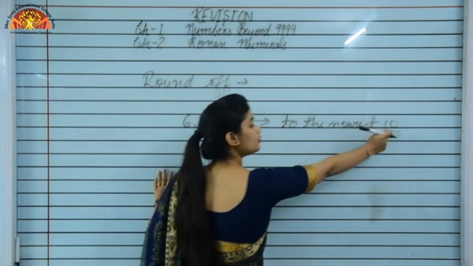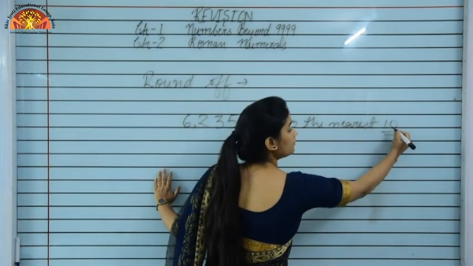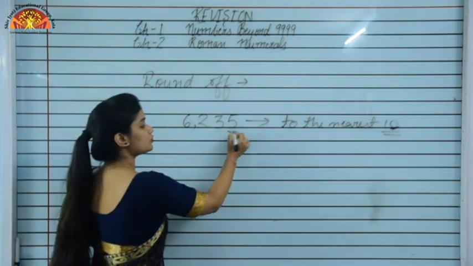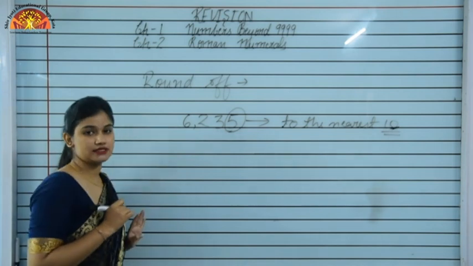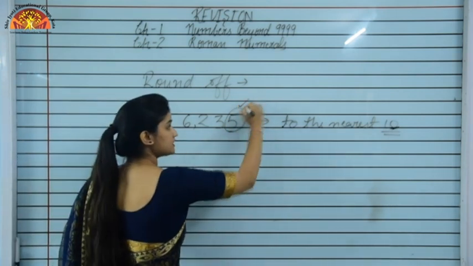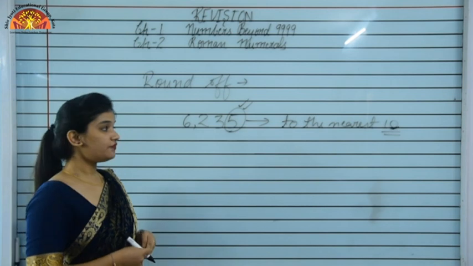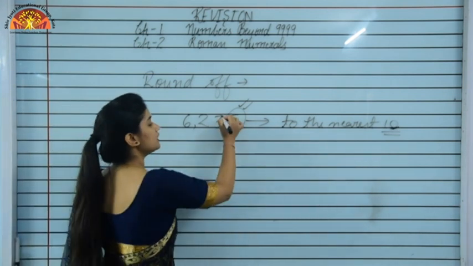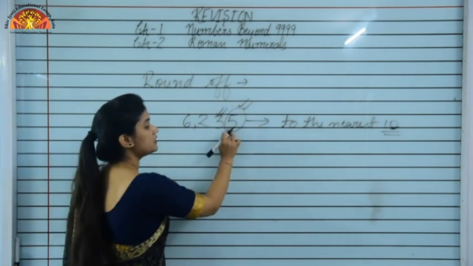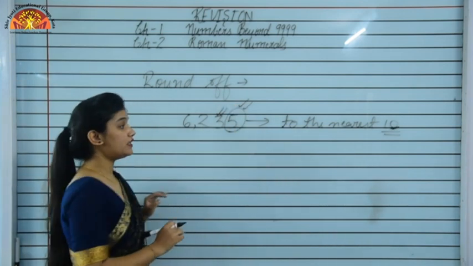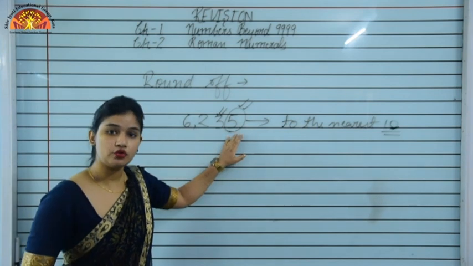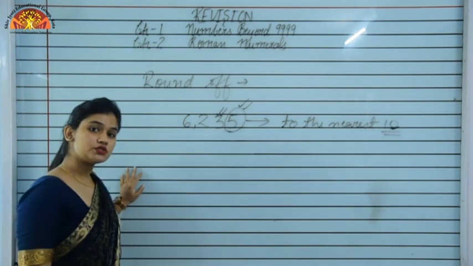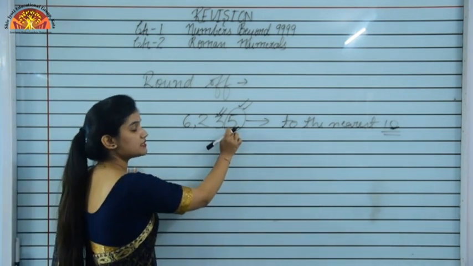So first of all you have to see the 0. How many zeros are here? There is only one 0. It means we have to observe only one last digit. So we have to observe this digit, that is 5. If we see the digit 5 or more than 5, it means we have to increase this number and this number will be 0. And if we see the digits less than 5, it means we have to make it 0 and will not increase this number. Understood, students?